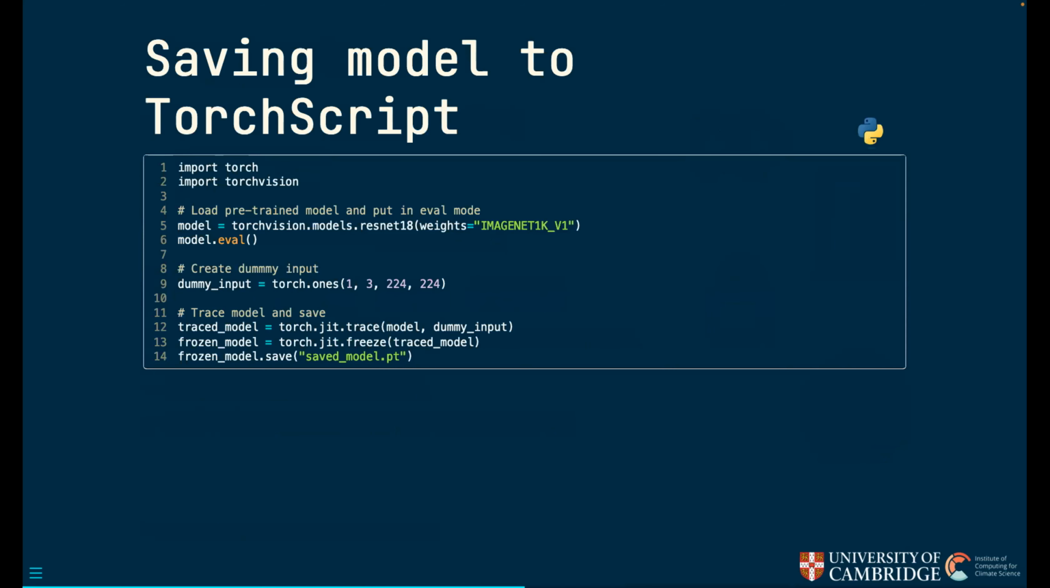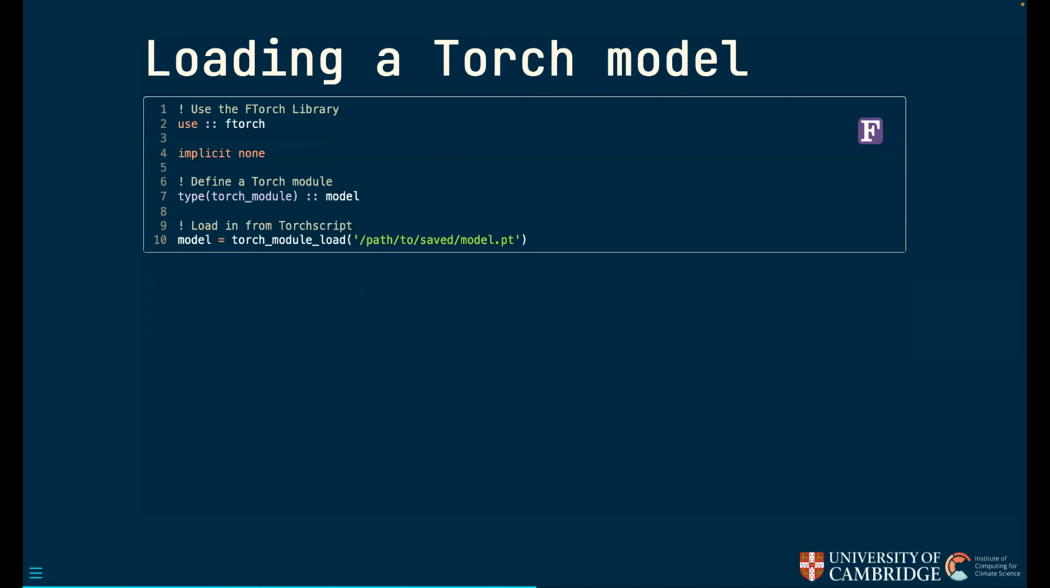So I'll quickly look at some code. In terms of saving models to TorchScript, this is all done within PyTorch, and it's done using what we call the traced model. So there's this torch.jit.trace method for those familiar with PyTorch, and you can then just call this save method, which will save it to a binary file as TorchScript.